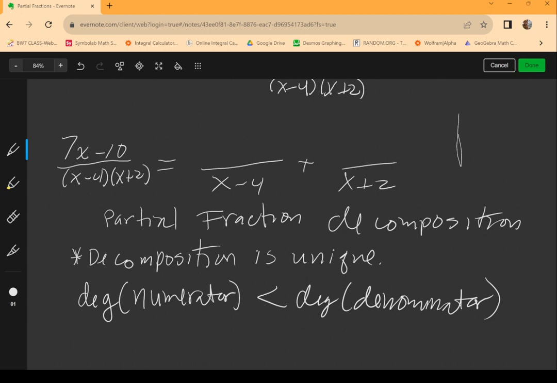One thing that's going to come in handy is that we will be doing a lot of solving by systems of equations. So we will be using that topic, which we've covered previously, to help us in this partial fraction decomposition.